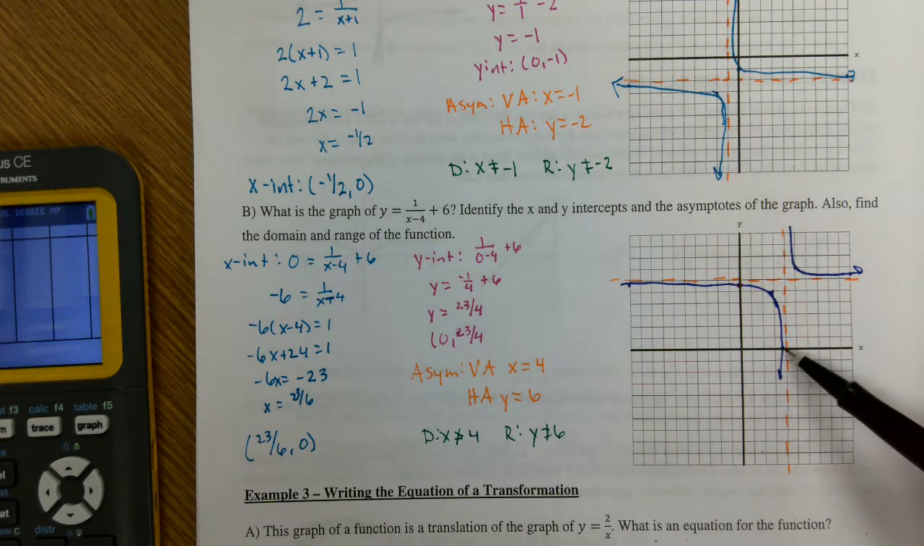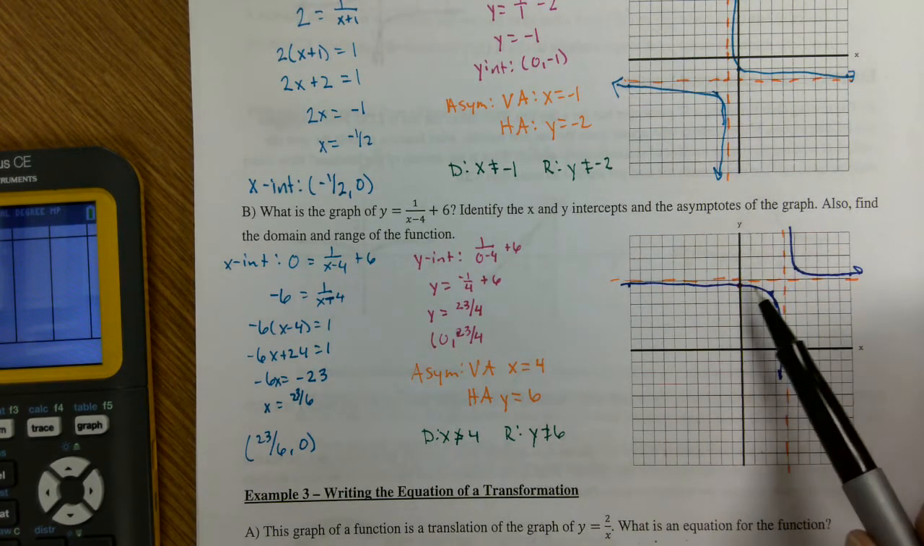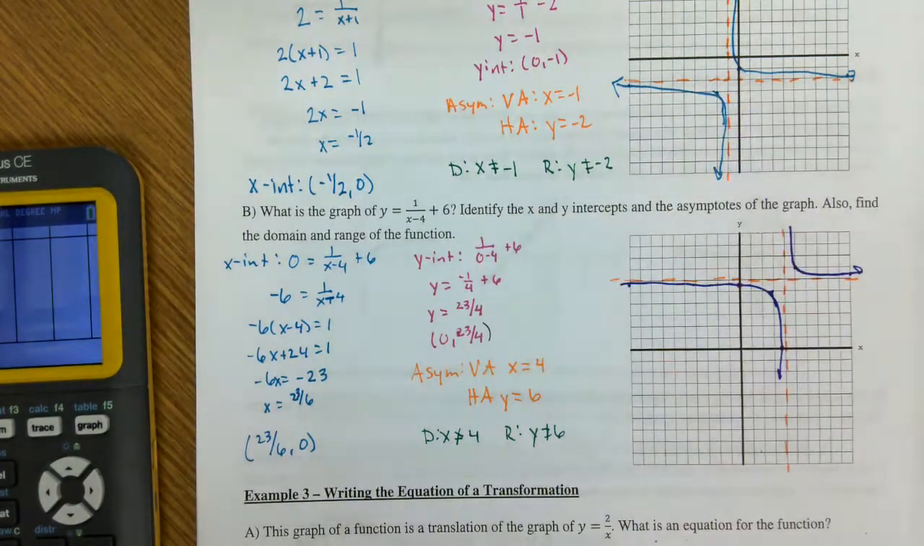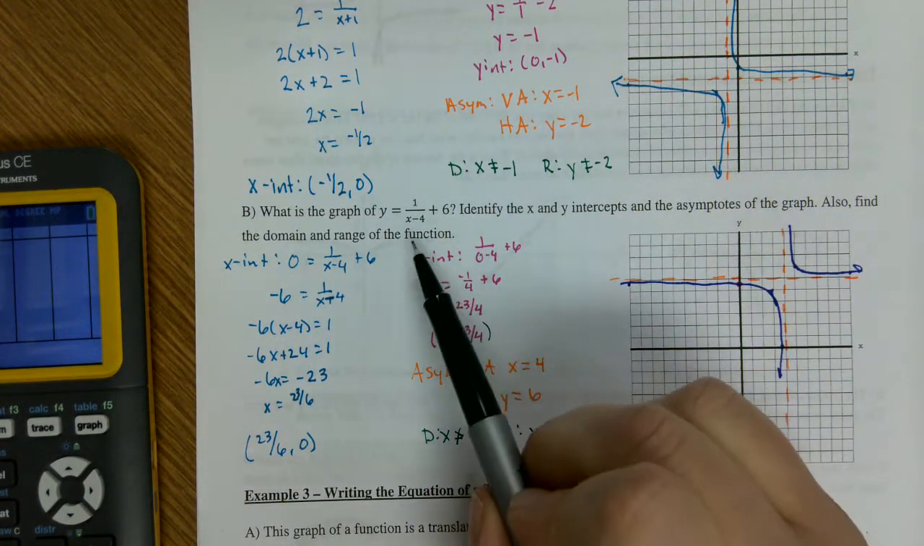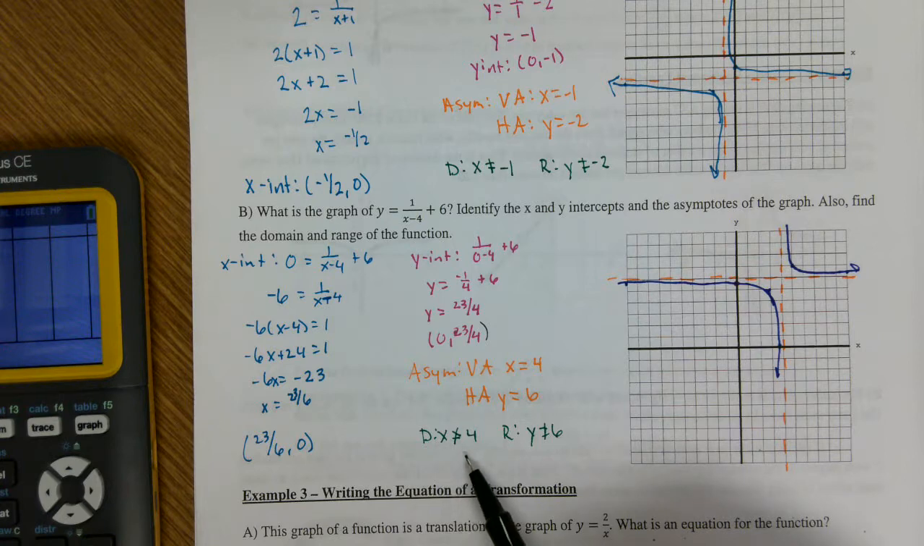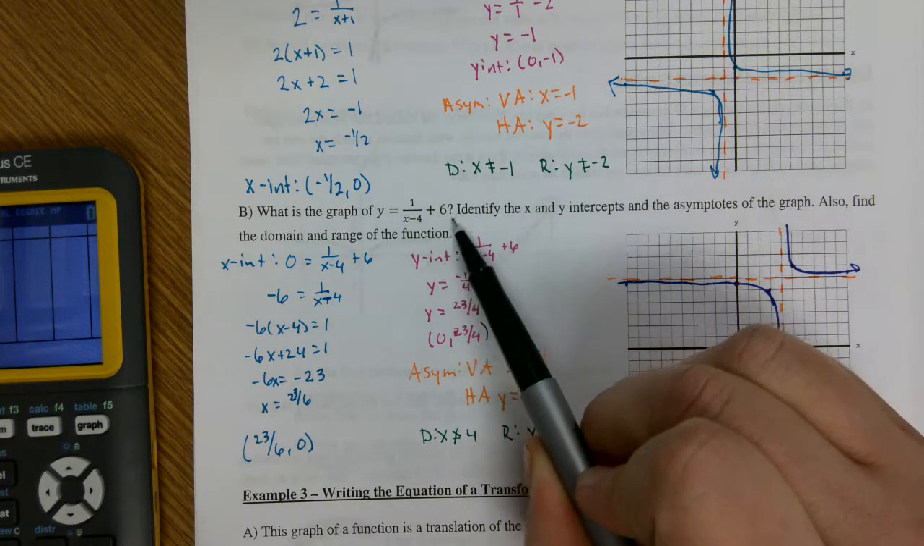You can't see that point, but I did plot that point. Here's my y-intercept, and again, I tried to make that in pink. Oops, I forgot that. My asymptotes: I'm moving right 4, so that's this asymptote right here. That's also my domain restriction: x cannot equal 4. I'm moving up 6.